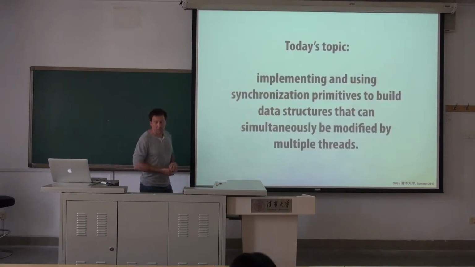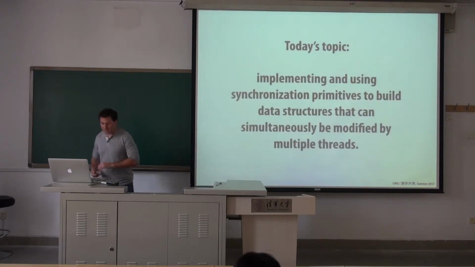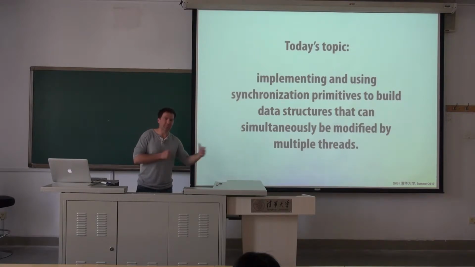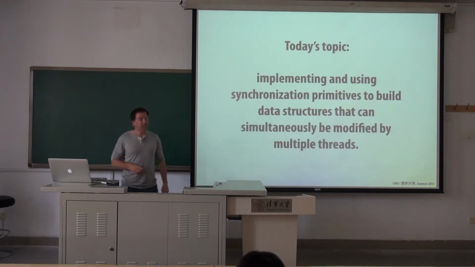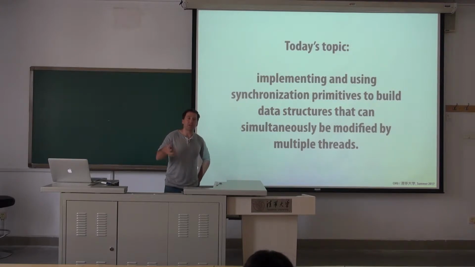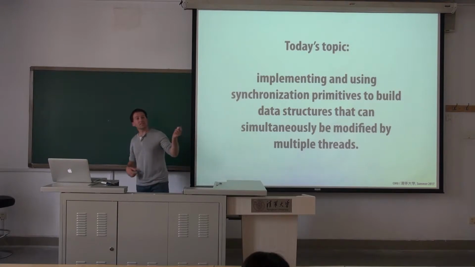Okay, so what I want to talk about today is, now that we kind of know how memory works in a modern computer, we know a little bit about cache coherence, and we know a little bit about memory consistency, it's interesting to talk about how to use that memory to write thread-safe data structures. By thread safe, I mean that multiple threads can be modifying the data structure at the same time. And so we were going to use locks.